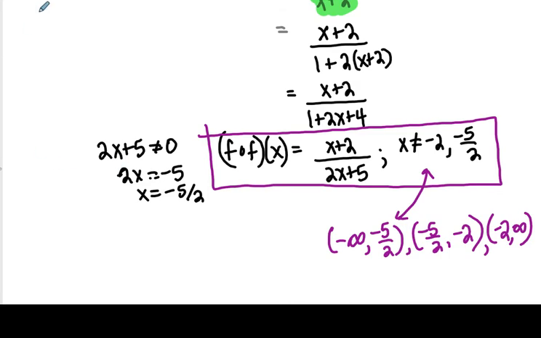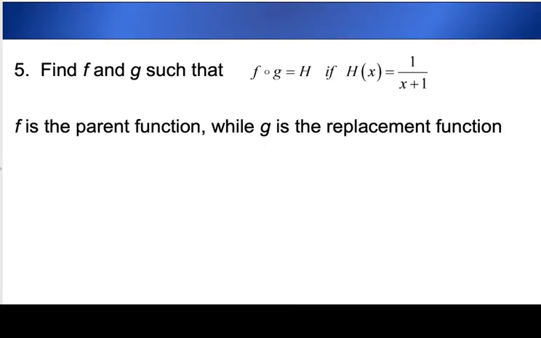Now, I love these types of problems. Find f and g such that the composition of f and g, f of g, is equal to h, where h of x is equal to 1 over x plus 1. Now, think about your parent functions.